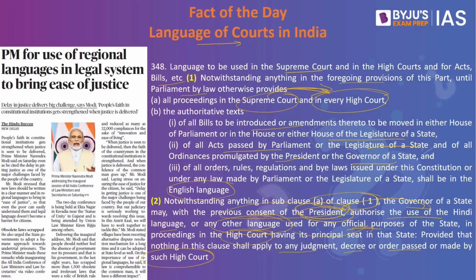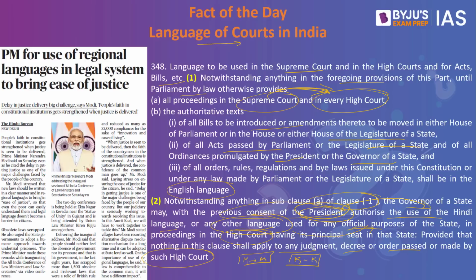Let's say, for example, we have the state of Kerala. In the state of Kerala, they use Malayalam. Let's say the state of Karnataka. In Karnataka, they use Kannada as one of the official languages. So in these states, or in any other state where the official language happens to be Hindi, what can they do? The governor can make a proposal to the president. With the permission of the president, they can allow the proceedings to happen in that official language.